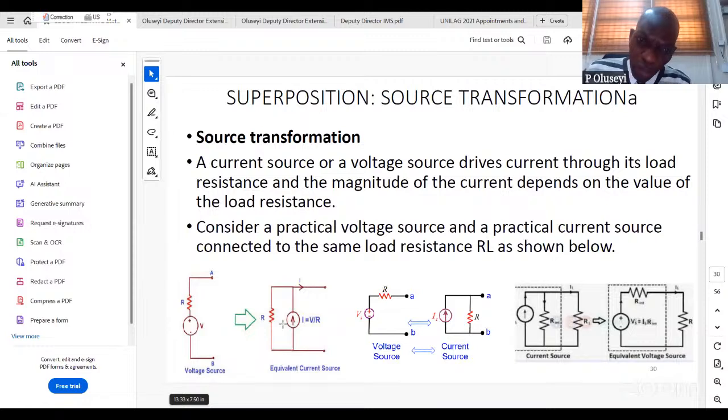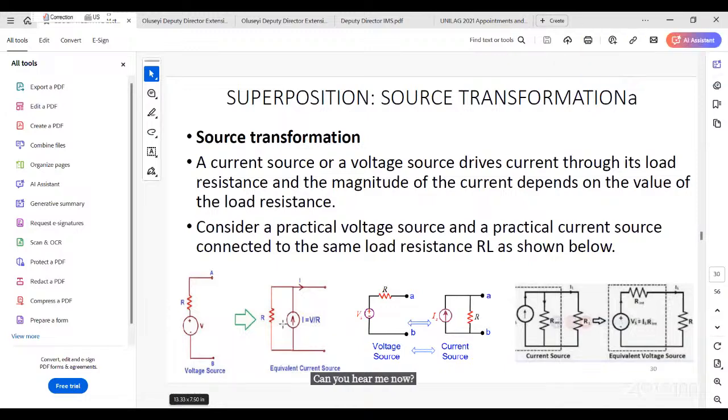So looking at it, look at what I call voltage source. I wrote something under the circuit. Can you hear me now? Yes, sir. Okay.